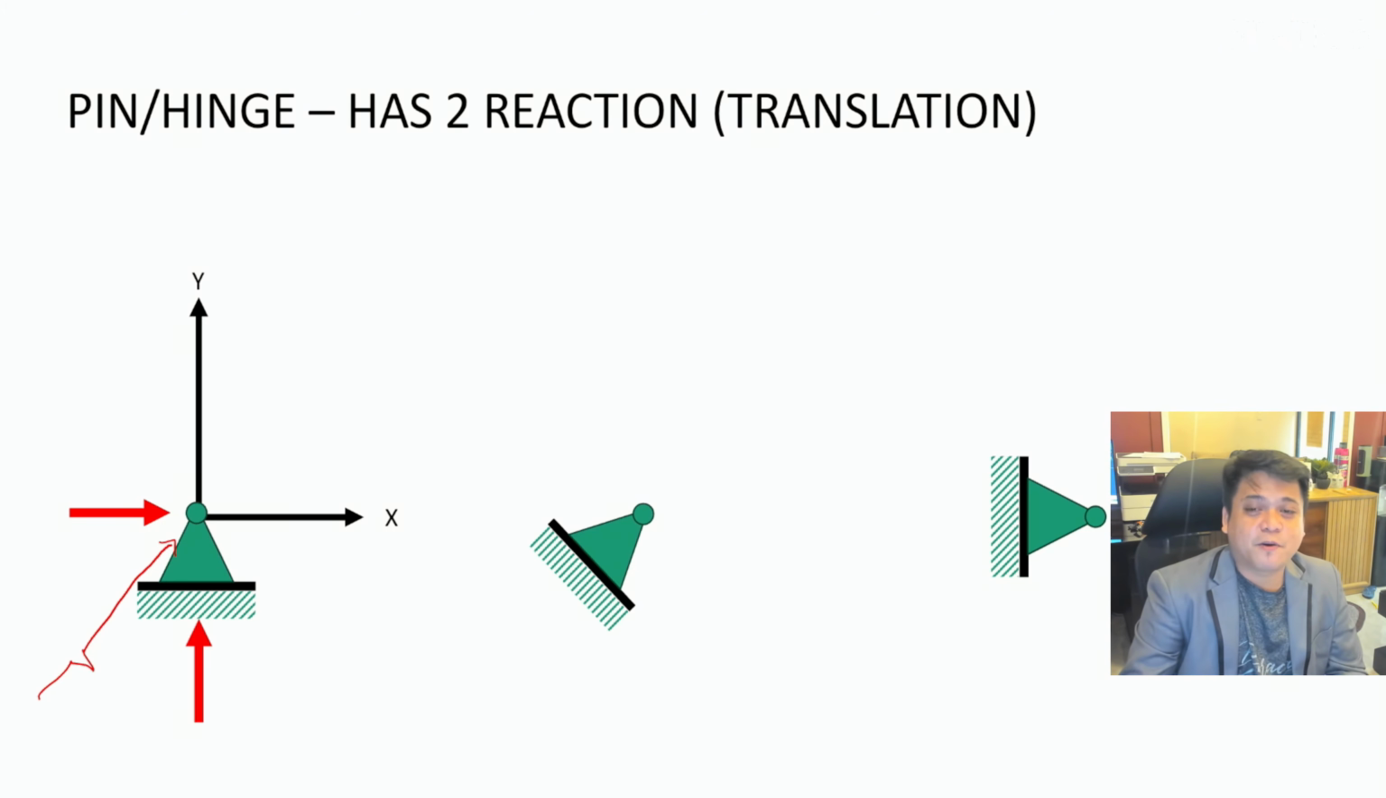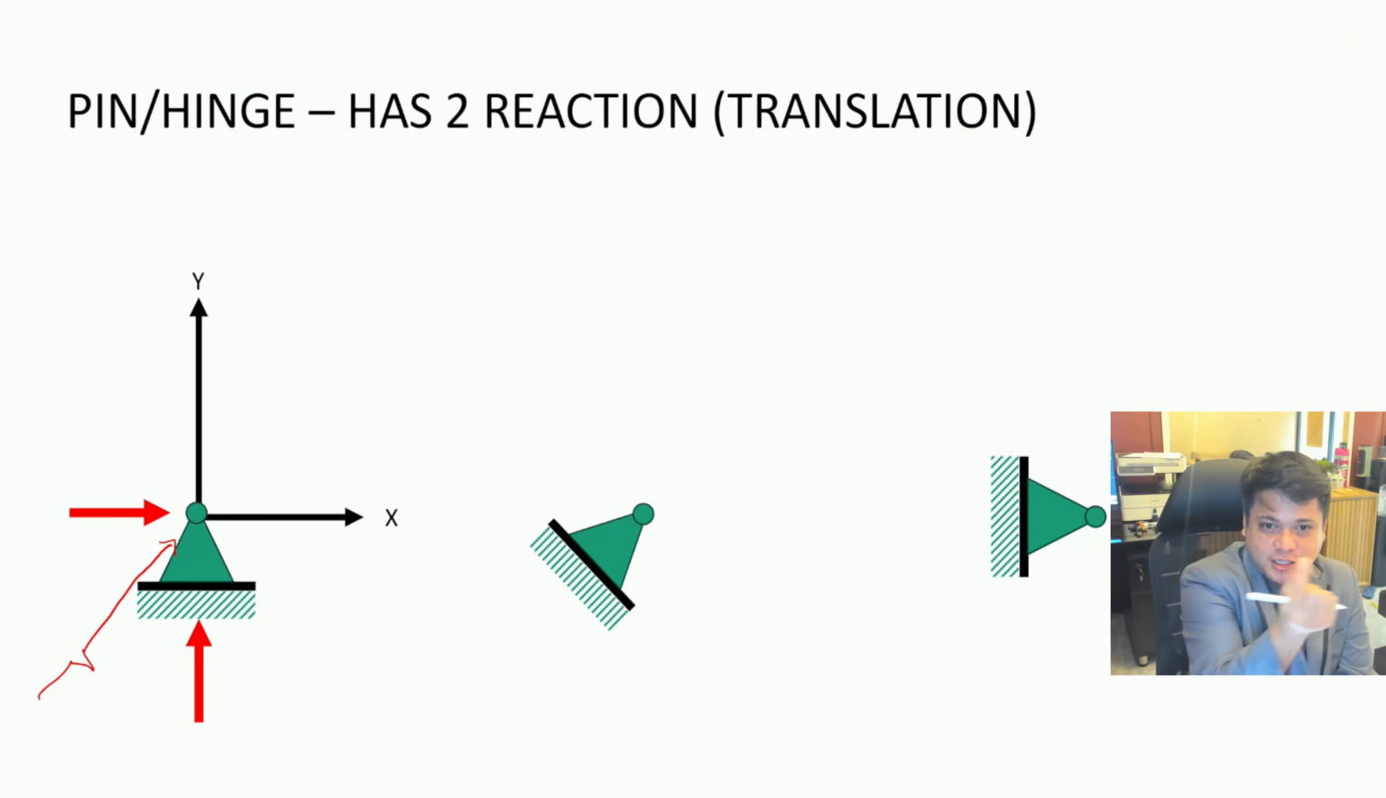So, it prevents translation or movement of the joint on the x and then on the y. The roller, just one, only prevents the lifting, but it is free to move horizontally, no? If it is on the plane of support, if your roller is horizontal. While the pin or hinge cannot move, but it is allowed to rotate.